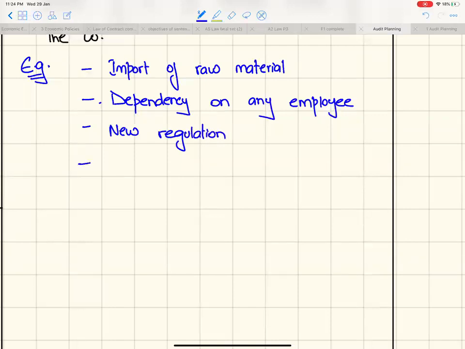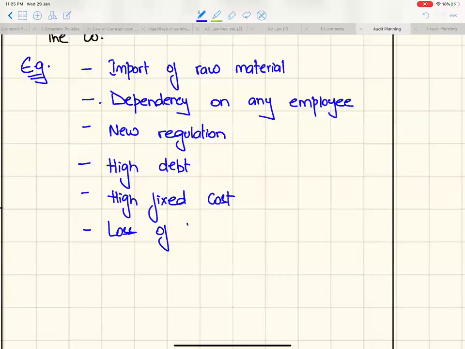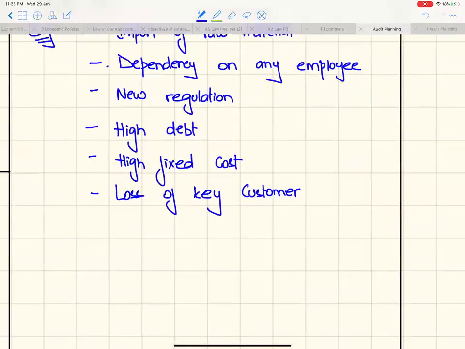Like we may not comply with that new regulation. Or think over it, what else can be a business risk? High gearing, high debt is a business risk, like we may not be able to repay the loan. High fixed cost is a business risk, we may not be able to cover our fixed cost. Or loss of a key customer: if our key customer switches, then we may face losses. Or our business may also face a loss due to a legal case filed.